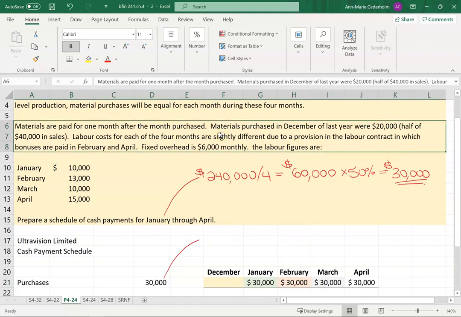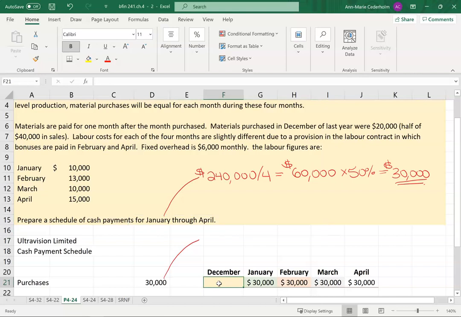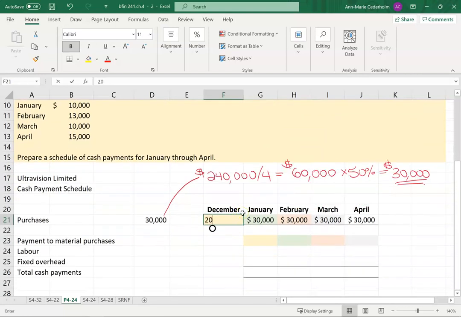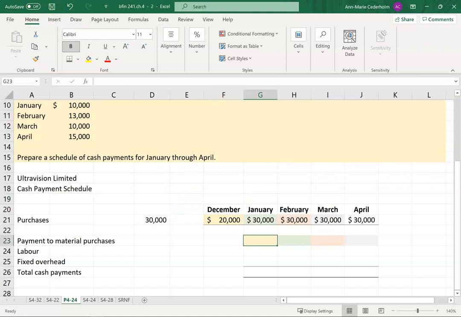Okay, so it says materials are paid for 1 month after the month purchased. Materials purchased in December of last year were 20,000, and that's half of the 40,000 in sales. So I can go ahead and put this 20,000 right in here. I just got rid of the drawing so it wouldn't follow me. Okay, so I put the 20,000 in.